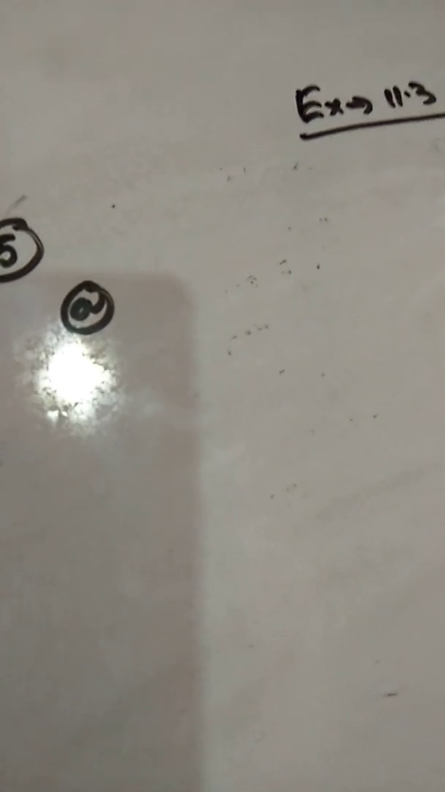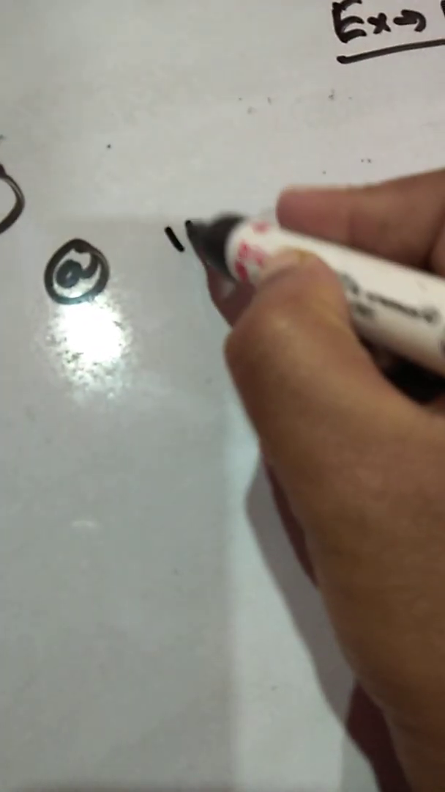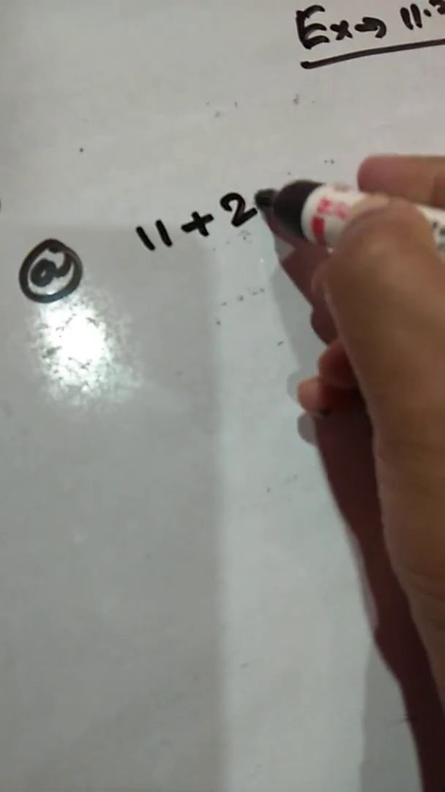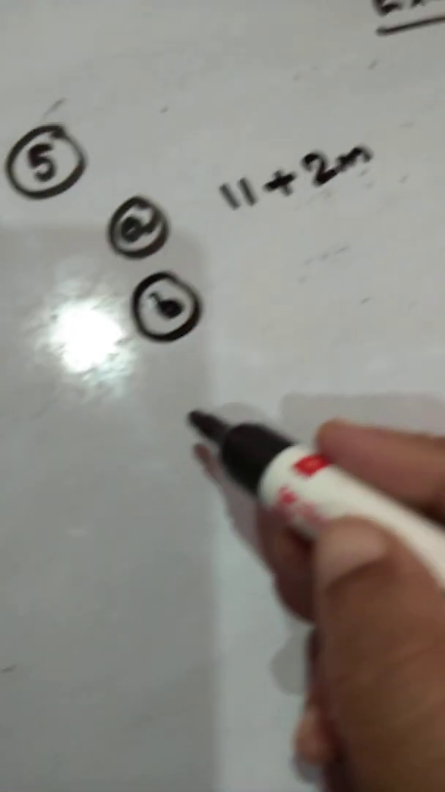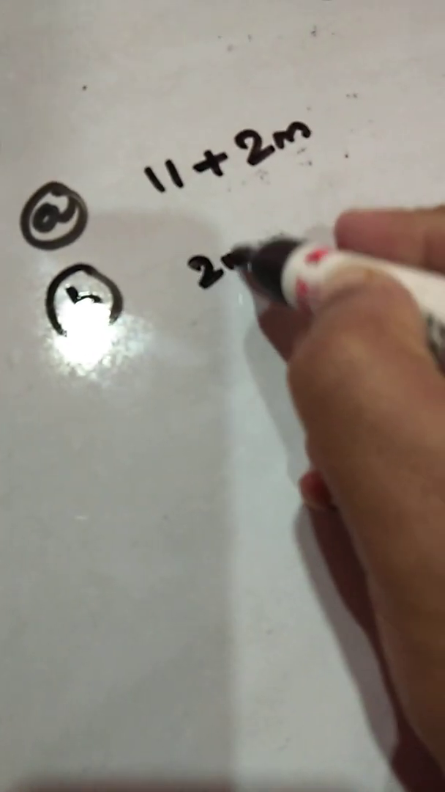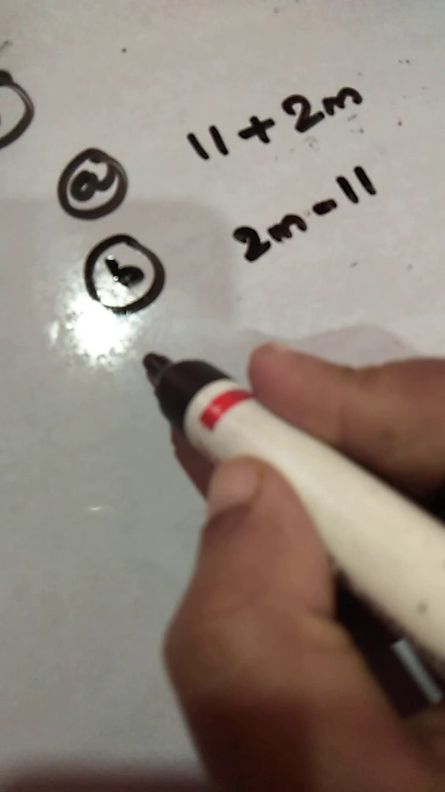11 added to 2m. So how to write it down? 11 added to 2m. So this is the expression of sub-question A. Now what is B? 11 subtracted from 2m. Now again be careful with this word 'from'. So 11 subtracted from 2m. So from 2m we have to subtract this 11.